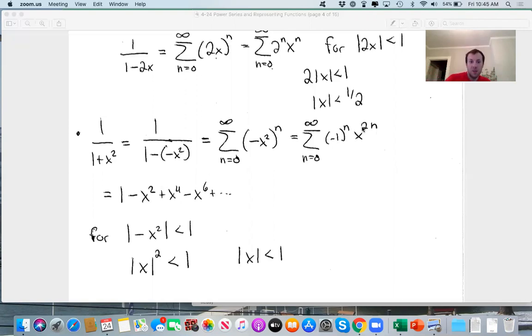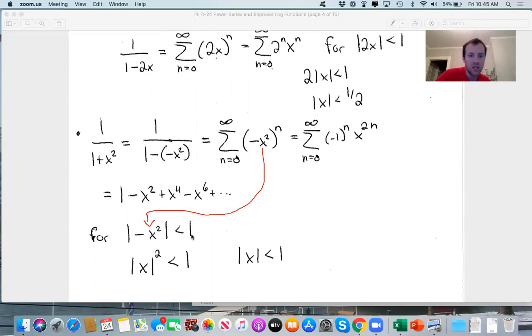What we also want to think about is where does this converge? And the convergence for a geometric series is exactly when whatever your r is, whatever is being raised to the nth power, has absolute value less than 1.